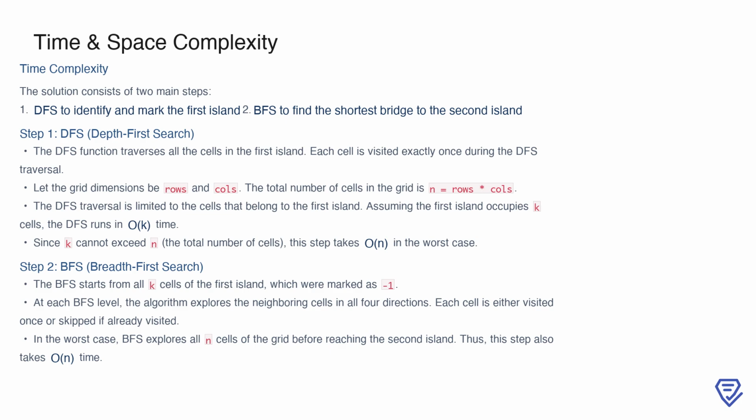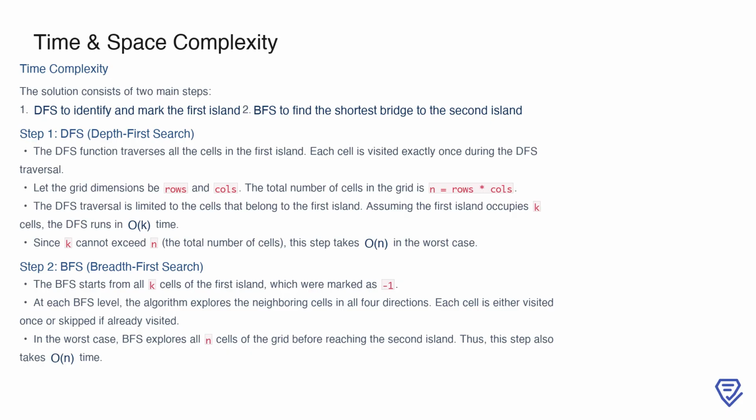In this problem, the solution revolves around two main steps. First, using depth-first search, or DFS, to identify and mark the first island, and second, using breadth-first search, or BFS, to determine the shortest bridge to the second island. Let's start with the DFS step. Here, the algorithm explores all the cells that belong to the first island, visiting each cell exactly once.